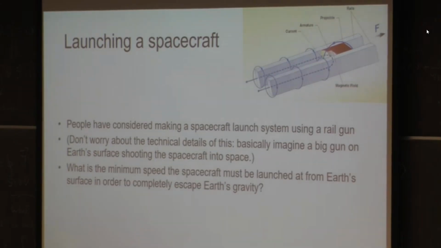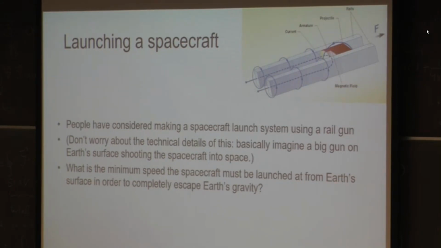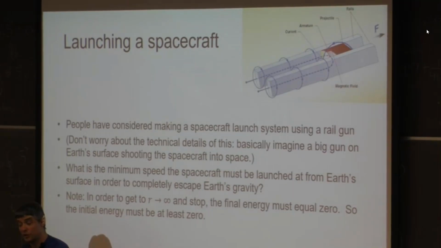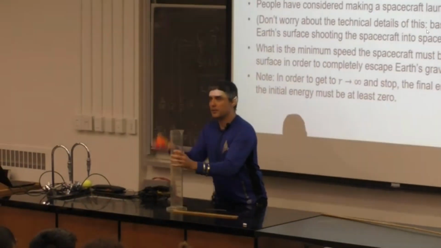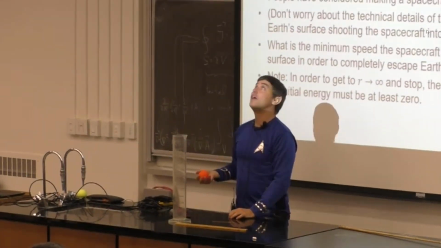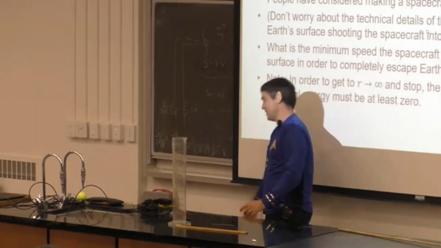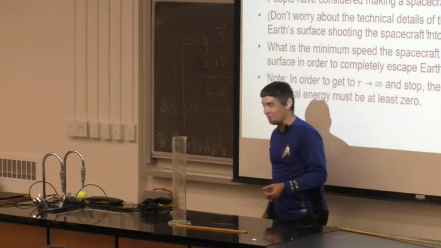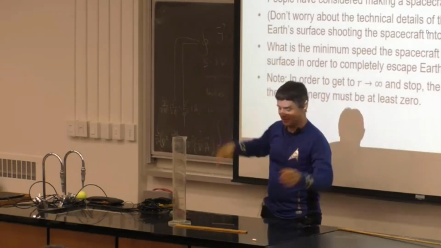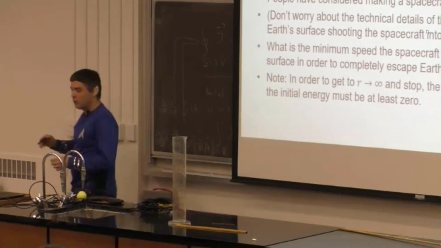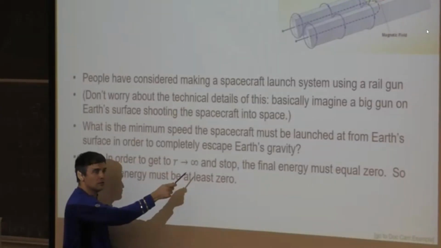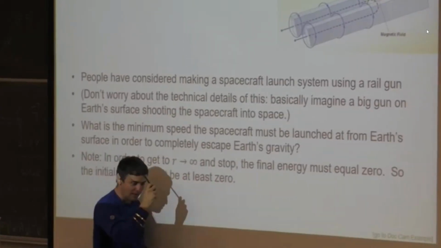So we're going to shoot something up, and I'm going to ask, what is the minimum speed a spacecraft must be launched at from Earth's surface in order to escape Earth's gravity? If I launch this with some initial energy, it goes up to this height, and then it stops and comes back down. And if I throw it really fast, it hits the ceiling and comes back down. But you can imagine, you throw it fast enough, it is never going to come down. So I'm going to do that by saying R gets to infinity and stops there.